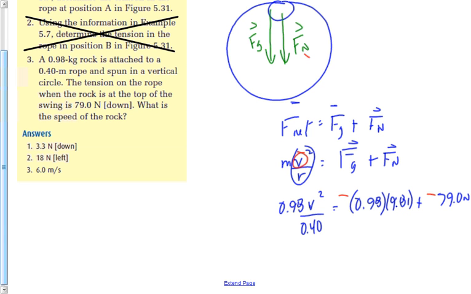Now notice I haven't plugged in all my numbers for mv squared over r, but I plugged in some of them, right? So I'm going to put my sign in there now, right? Right, Alana? So now we solve for v.